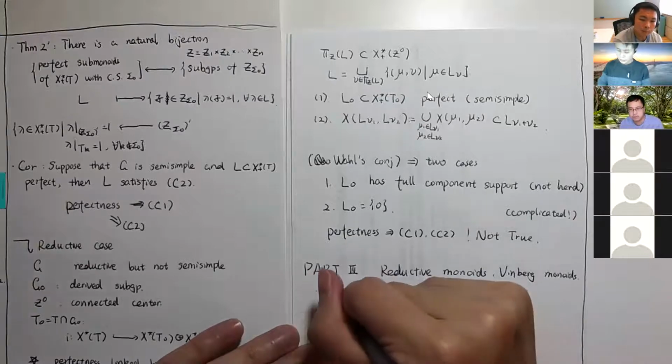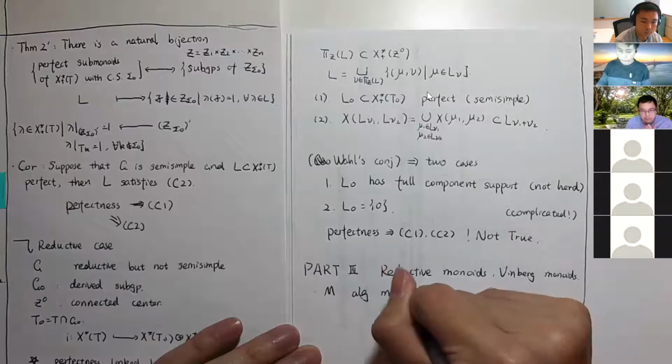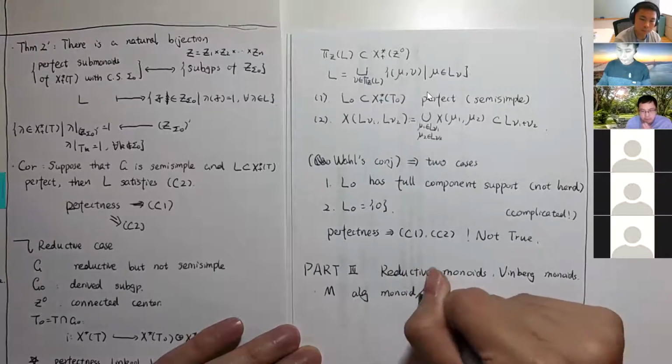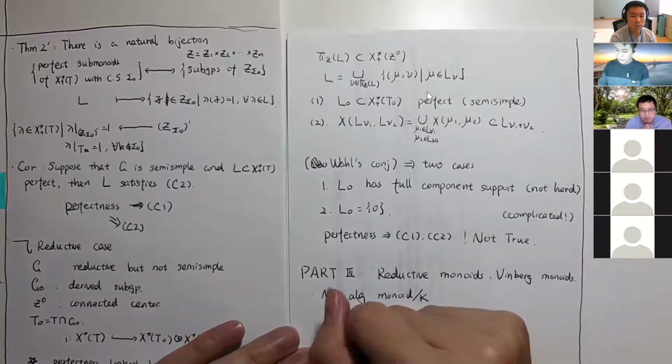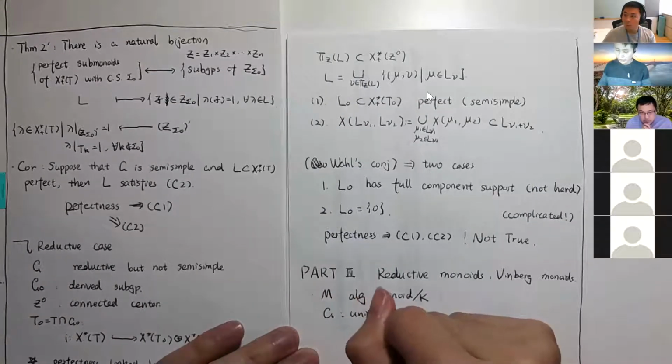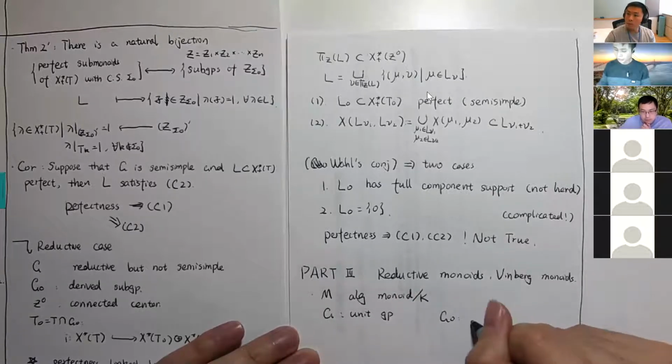So let M be an algebraic monoid over K, and K is still the same as what we have before. And let G be the unit group of M, and G0 be the derived subgroup of G.